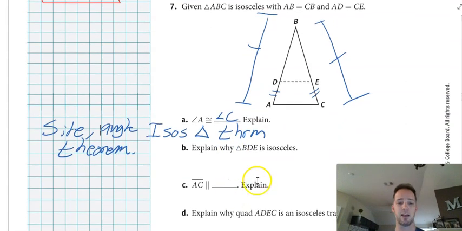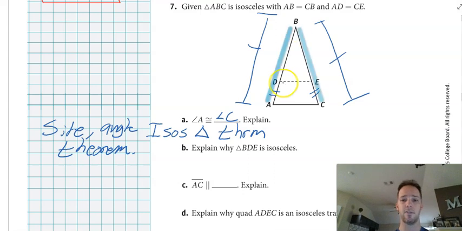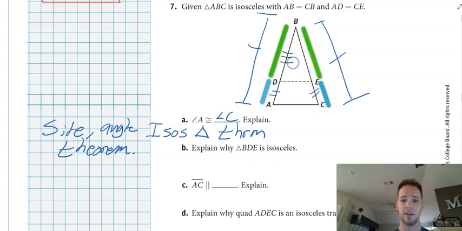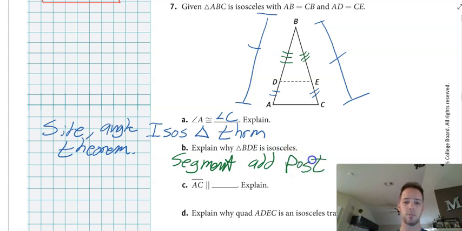Next one says explain why triangle BDE is isosceles. So the smaller triangle BDE, why is it isosceles? Well, if you have originally the entire sides are congruent here and you take off the same amount, what's going to be left is the same amount on each side. So segmented. Obviously abbreviating a little bit here.